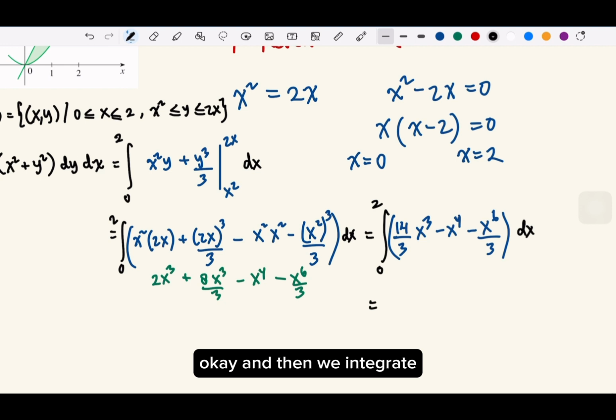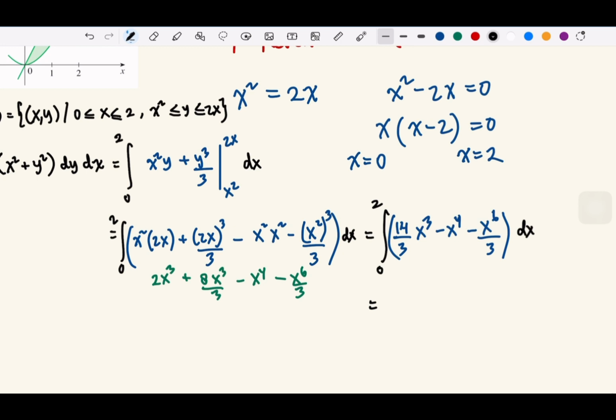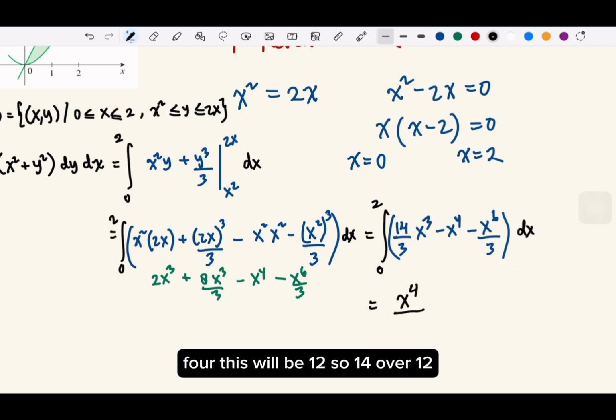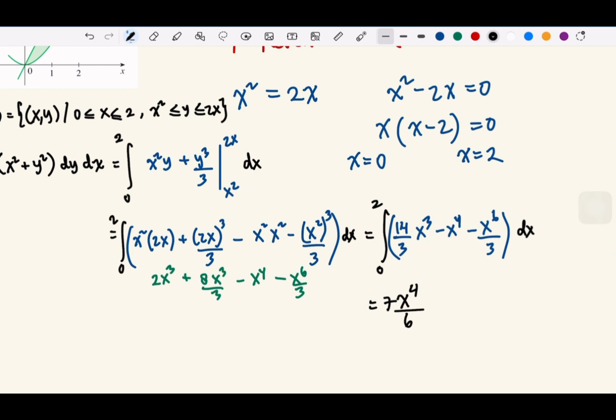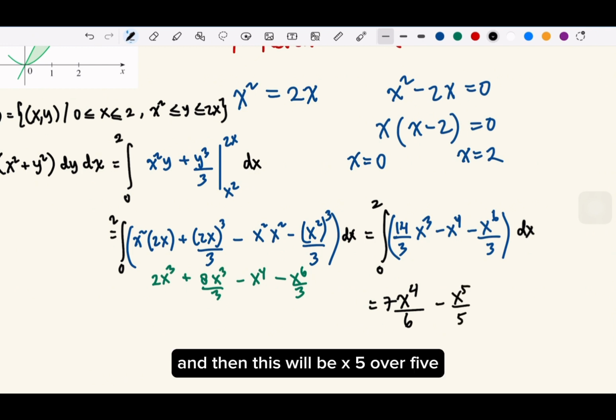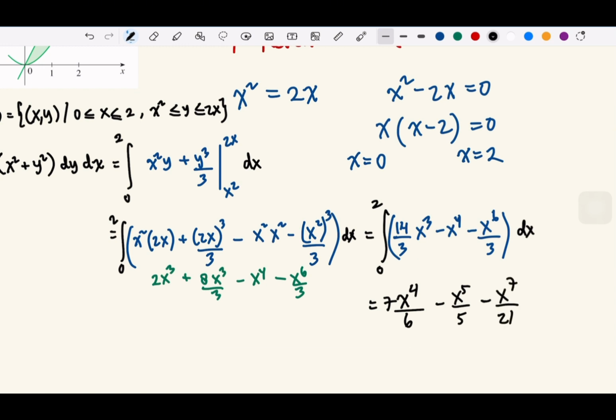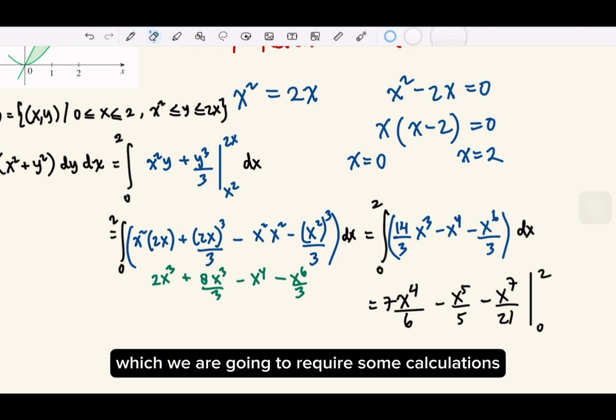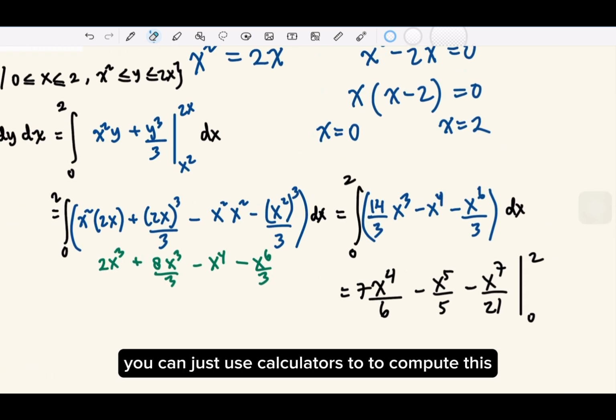Okay, and then we integrate. This will be x to the power of 4 divided by 4. This will be 12, so 14 over 12 will be 7 over 6, right? 7 over 6. And then this will be x to the 5 over 5. This will be x to the 7 over 21. So plug in 0 to 2, which is going to require some calculation. You can just use calculators to compute this.